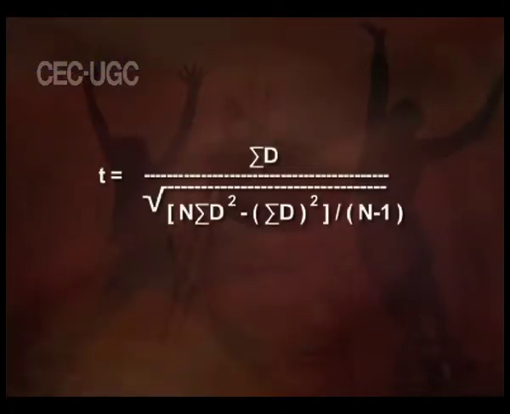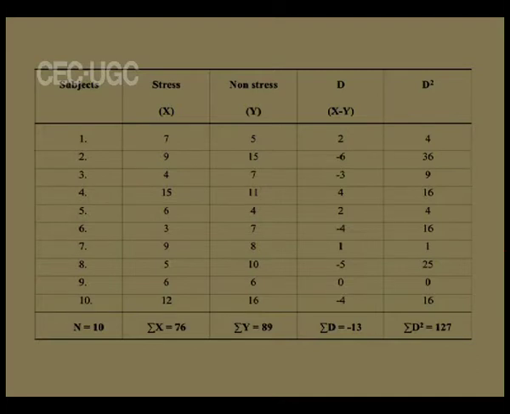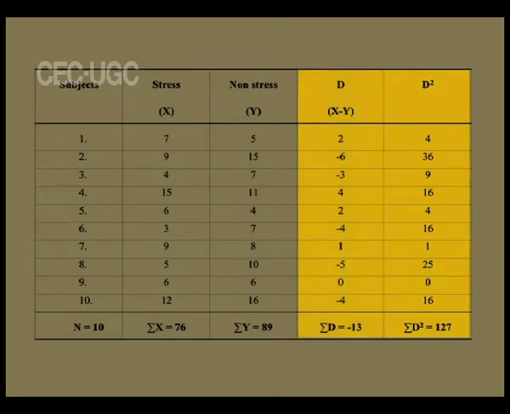The formula for calculating t-test for a dependent group design is equal to the sum total of difference between X and Y given by sigma D, divided by the square root of n into sigma D squared minus sigma D whole squared, divided by n minus 1. Please note that sigma D squared stands for sum total of the D squared column, while sigma D whole squared is the square of the sum total of the D column. Accordingly, we apply the formula to our problem.